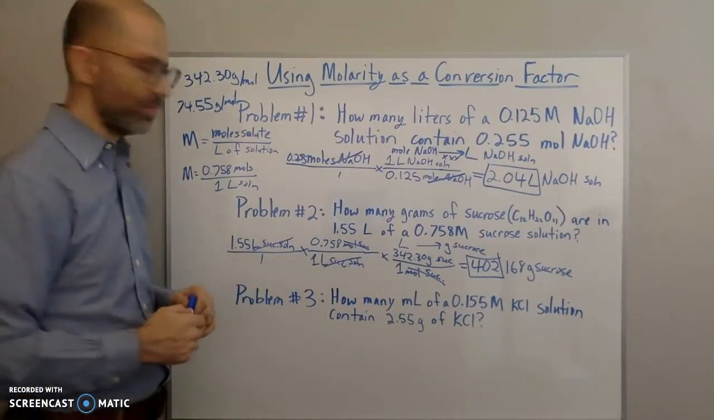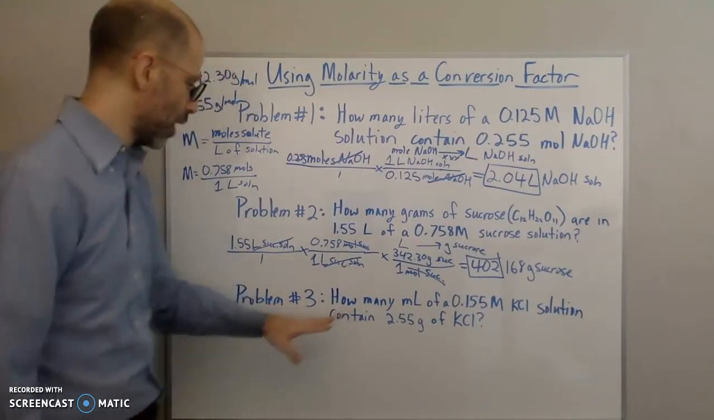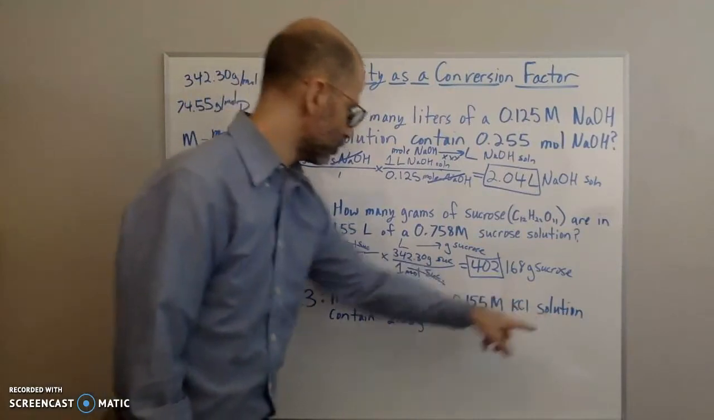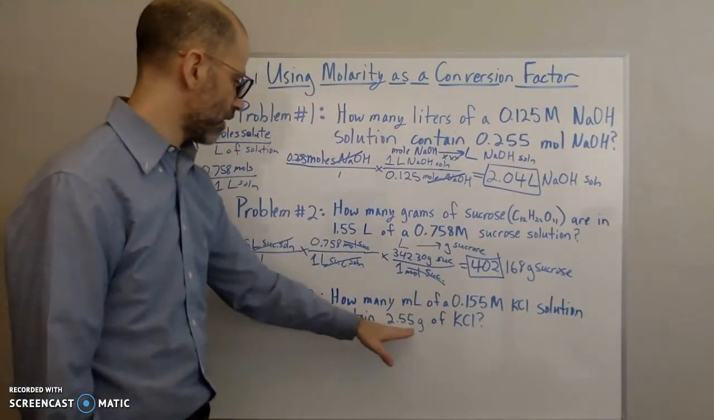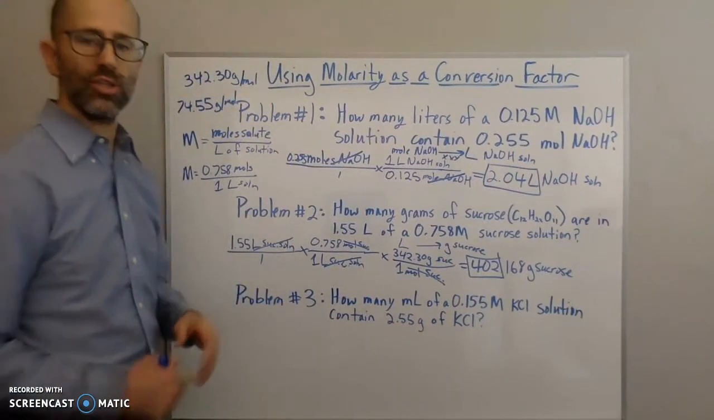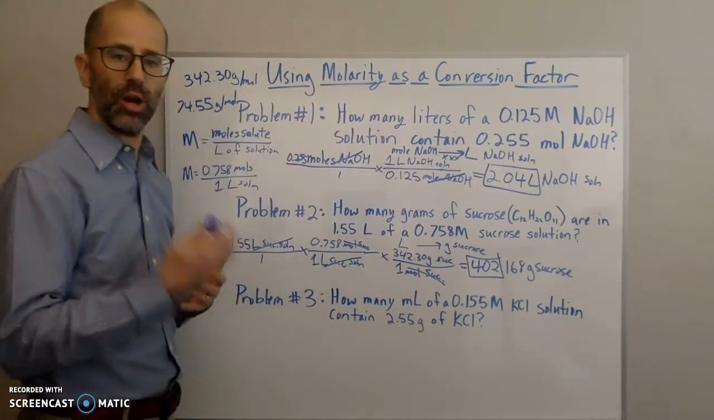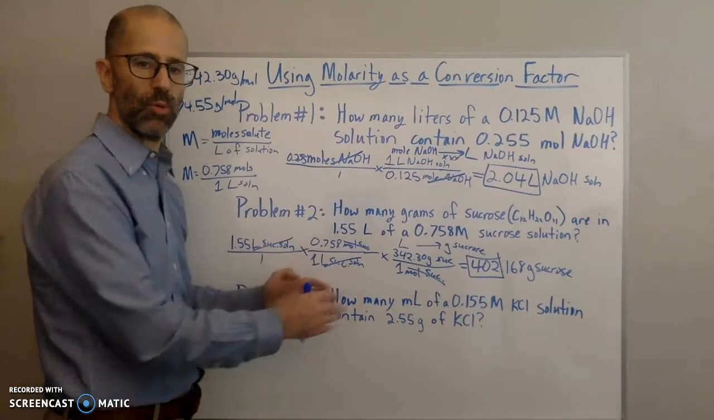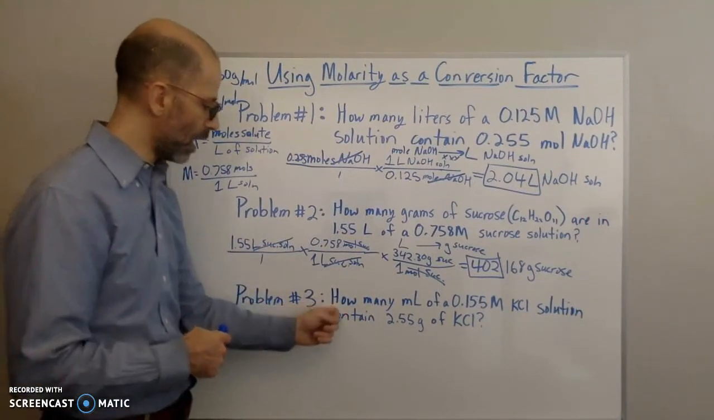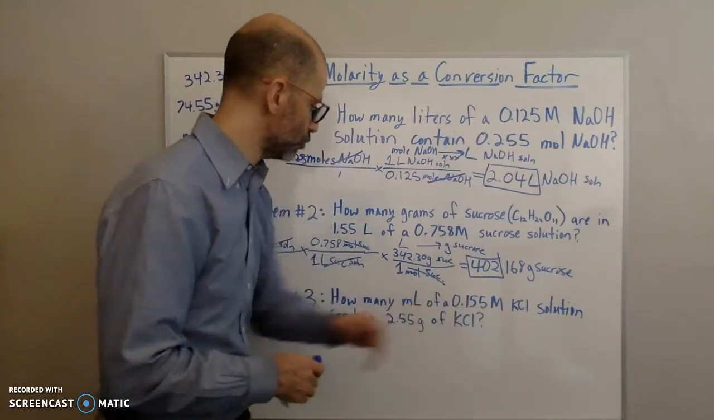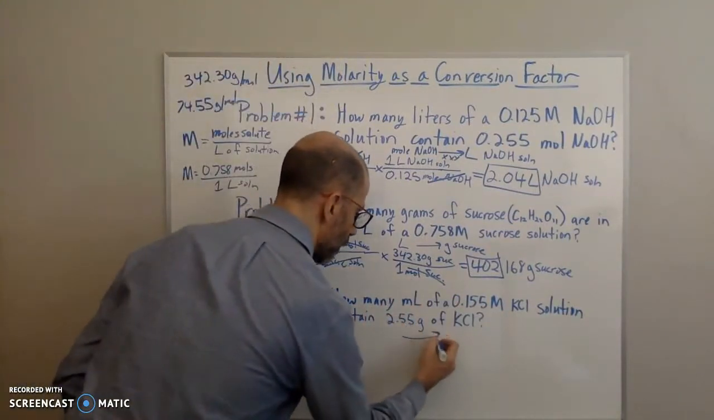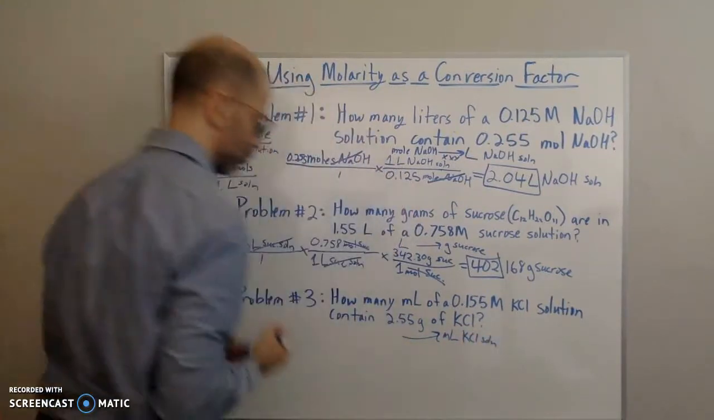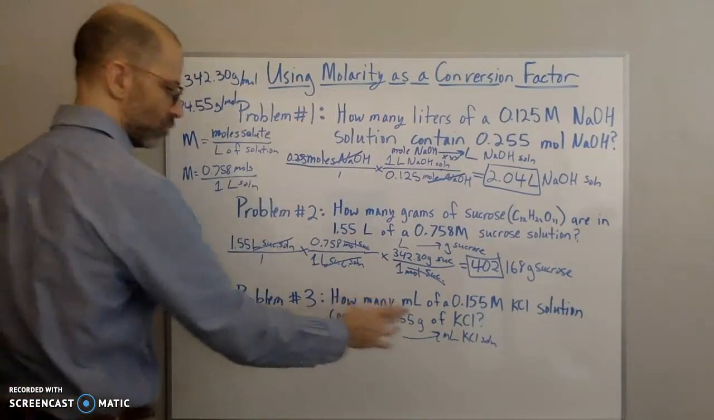Okay, we have one more problem. The problem is asking how many milliliters of 0.155 molar KCl solution contain 2.55 grams of KCl. So once again, I need to figure out where to begin and where to end. That's where the question is. And remember, the beginning of the question is where we're going to end in our calculation. So how many milliliters of our solution? We need to get to milliliters of our KCl solution. That's where we have to go.